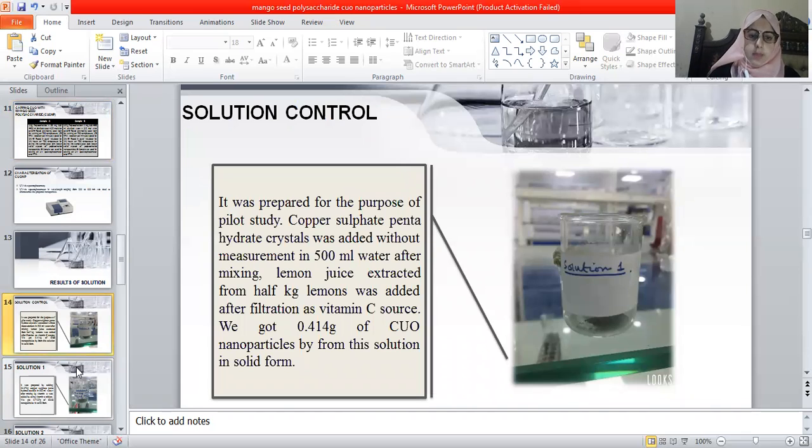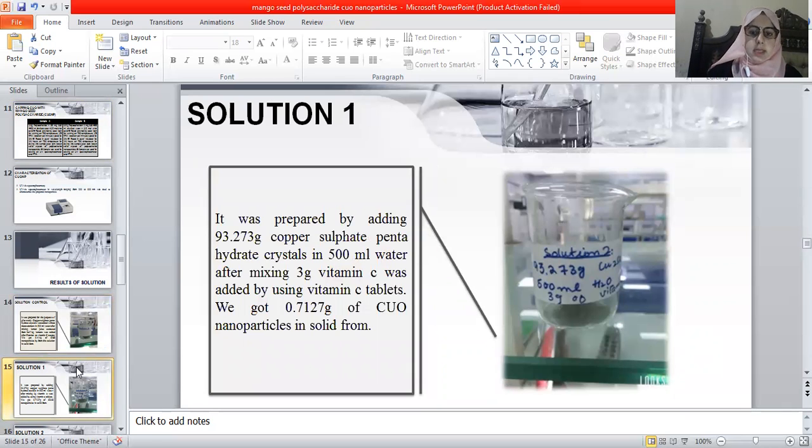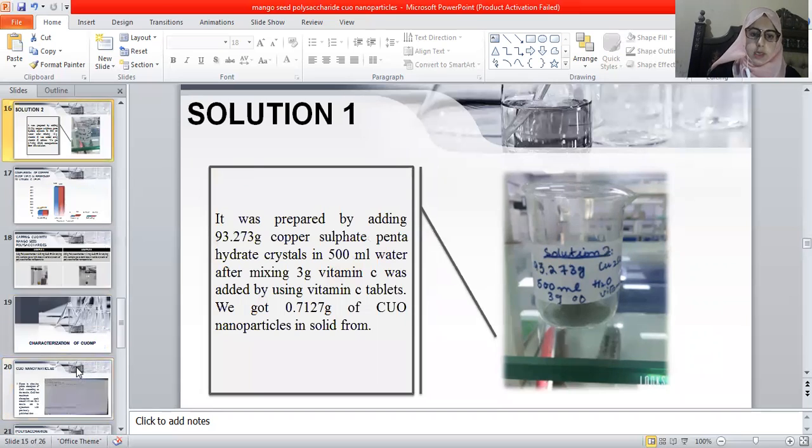This is a pilot study that was done before the actual process. We used copper sulfate without any measurement in 500 ml water, and used lemon for extracting vitamin C, and we got 0.414 gram of copper oxide nanoparticles. This is the actual solution. Solution 1 contained 93.273 gram copper sulfate in 500 ml water, and 3 gram vitamin C was added using a vitamin C tablet. The yield was 0.712 gram of copper oxide nanoparticles.